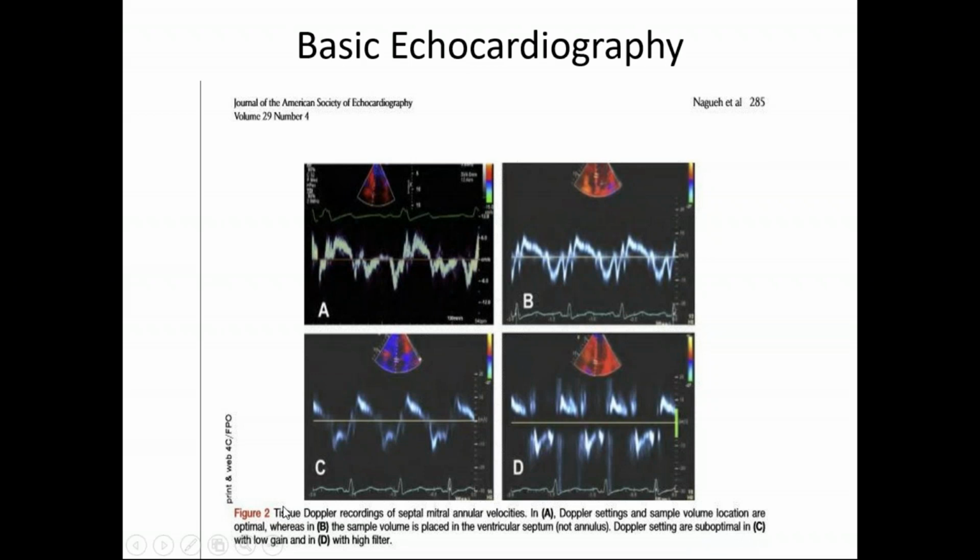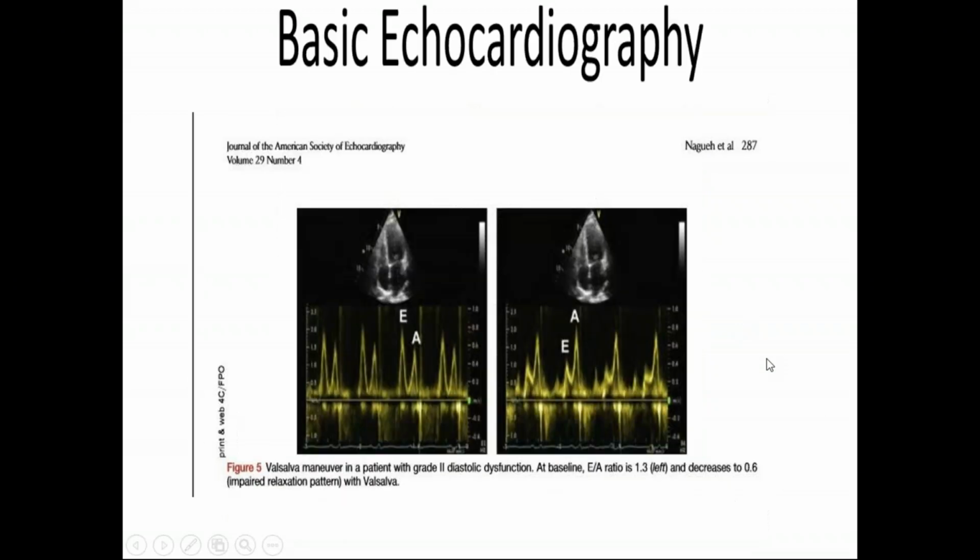In C, the gain is very low. And then in D, again. So you have to do a proper study. You have to make sure that your sample volume is at the mitral annulus, and make sure your gain settings are adequate.